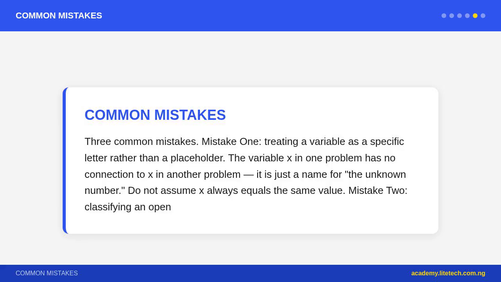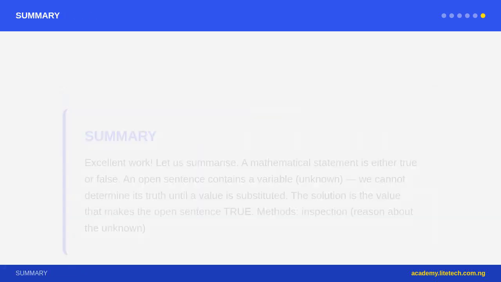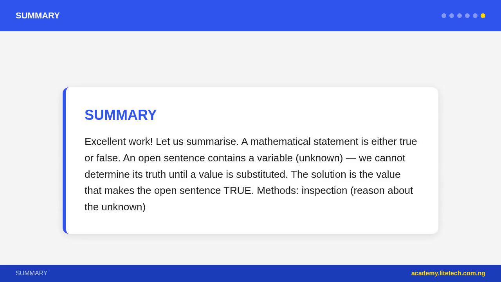Three common mistakes. Mistake 1: treating a variable as a specific letter rather than a placeholder. The variable x in one problem has no connection to x in another problem; it is just a name for the unknown number. Do not assume x always equals the same value. Mistake 2: classifying an open sentence as true or false without finding the solution. An open sentence is neither true nor false until a specific value is substituted.